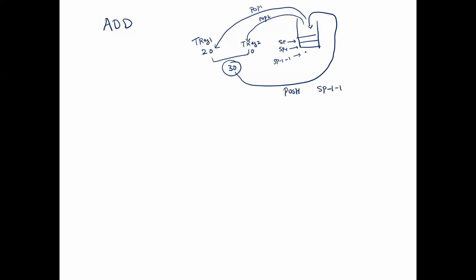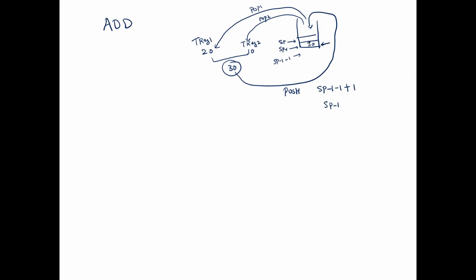So what is the current value of SP? SP minus 1 minus 1. Now you increment it plus 1, so that will be SP minus 1. So where will it point? It is going to point here, SP minus 1. Now this 30 will be dumped into here.